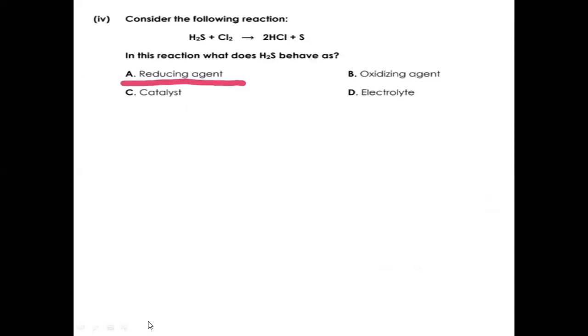Number 4, consider the following reaction. Hydrogen sulfide when reacted with chlorine will give hydrochloric acid and sulfur. So in this reaction, what does hydrogen sulfide behave as? You can see hydrogen sulfide is losing hydrogen atoms, and loss of hydrogen is called oxidation. The element which is oxidized will act as a reducing agent. As sulfur in hydrogen sulfide is oxidized by losing hydrogen, it will act as a reducing agent.